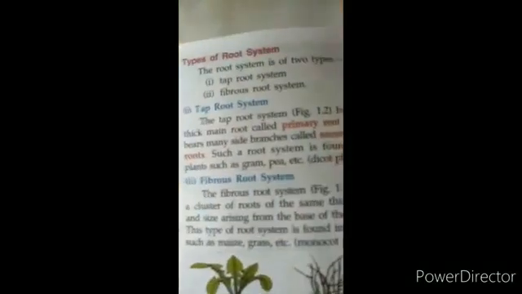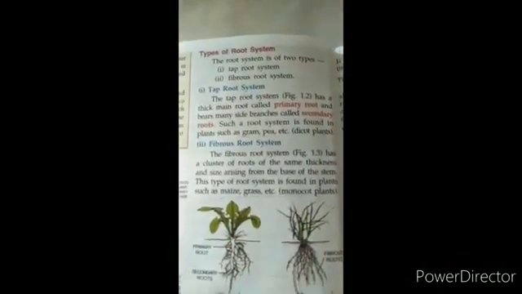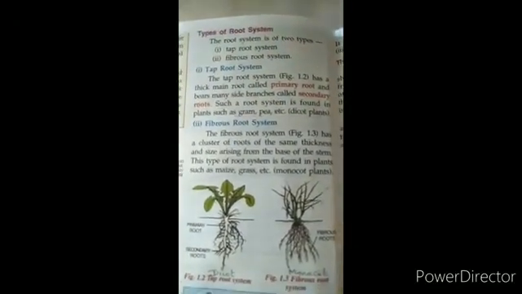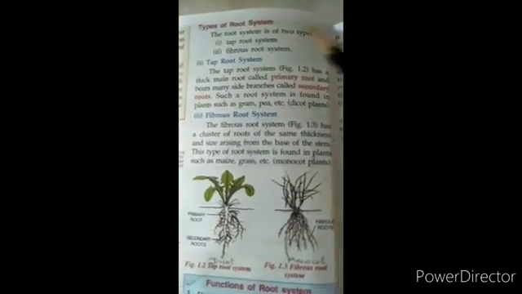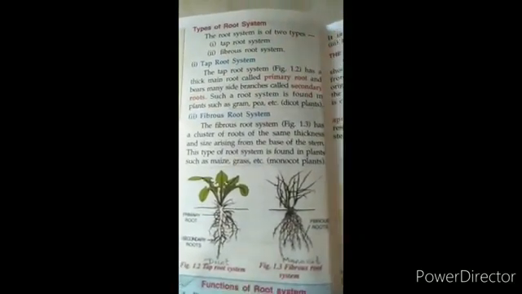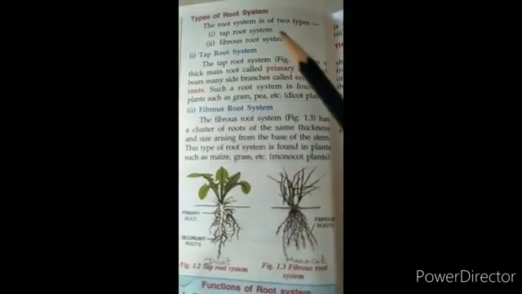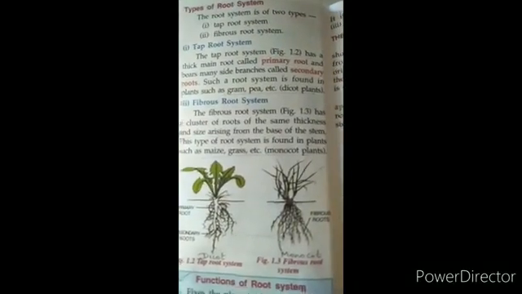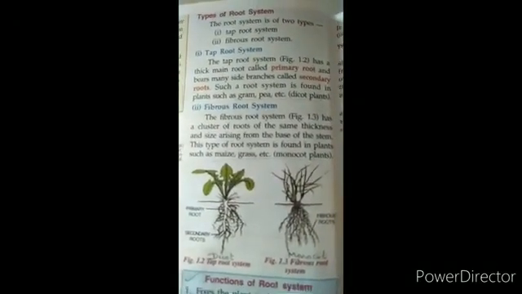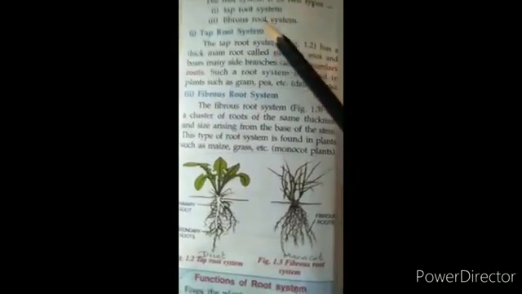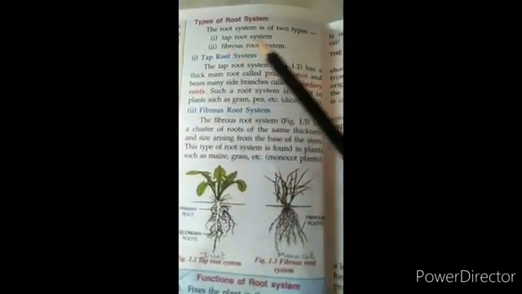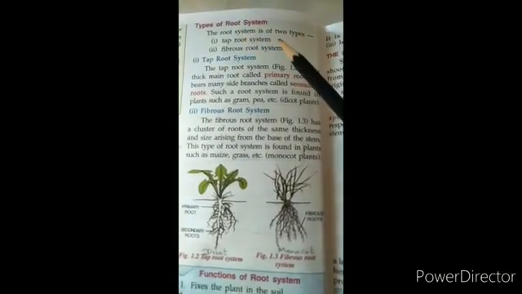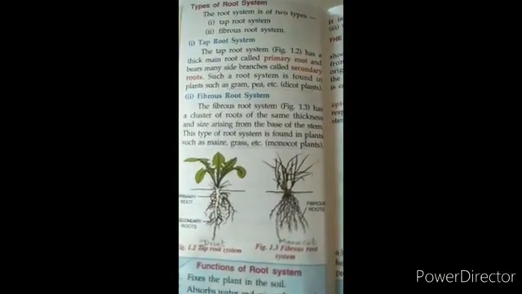We further have a look into this particular text here, and we find they are telling us about the types of root systems. So this seems to be quite interesting. The root systems are of two types. Now when we have a look at these two types, one is the tap root system, and the second is the fibrous root system. So tap root system and fibrous root system are the two types of root systems that are seen in plants.